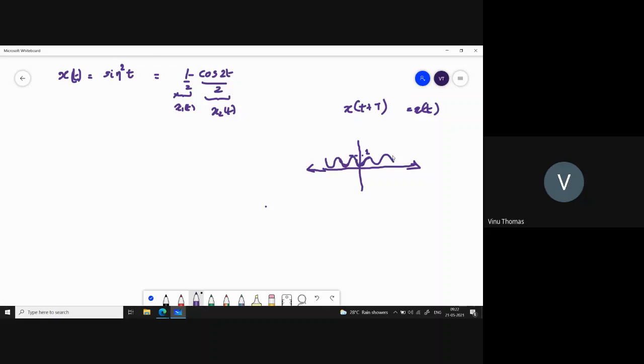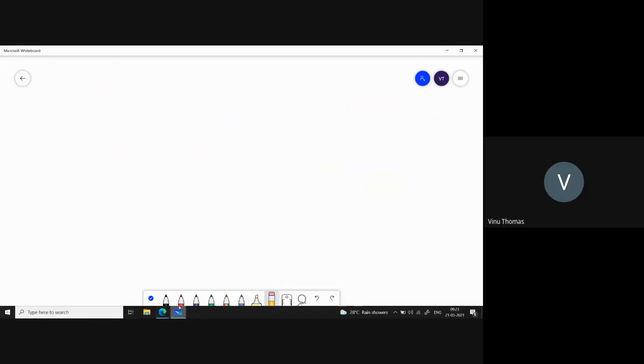Now to find out the periodicity of the signal, what is the periodicity? 2 pi by T is equal to 2 pi by omega 0, which is equal to 2 in this case. So T is equal to 2 pi by 2, which is equal to pi seconds. So the period is equal to pi seconds. That's a fairly straightforward question. So let us move on to another question.